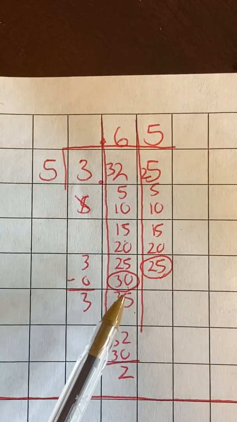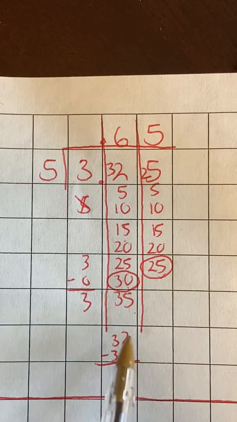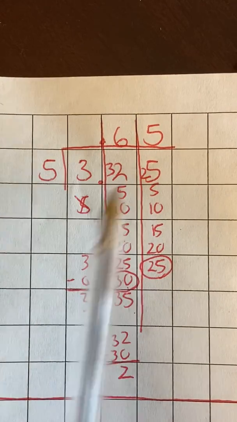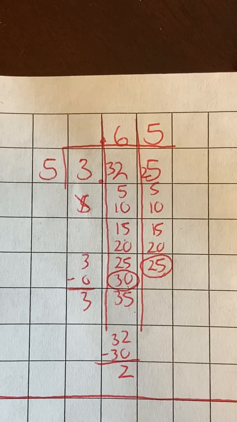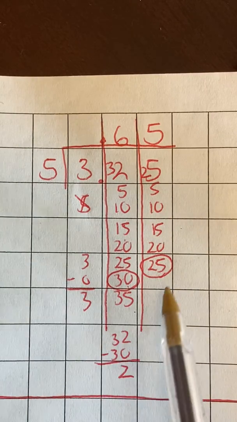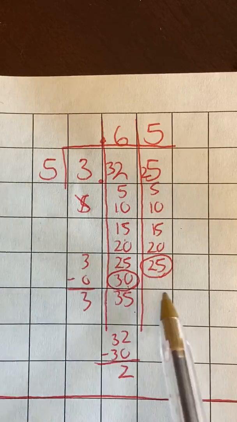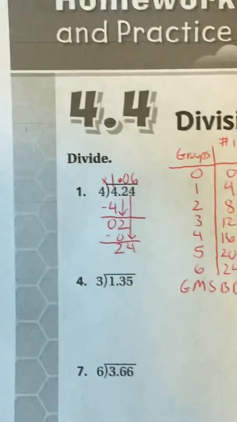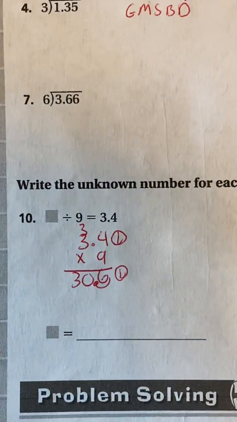So I had 32. So I have to do 32 minus 30. That gives me 2. I'll bring my 2 over to my next place value. Then I skip count by 5s. 5, 10, 15, 20, 25. I can make 5 groups of 5. I have 25. Okay. So those are both methods. All right, let's go ahead and take a look at number 10. So you decide which method you like best.